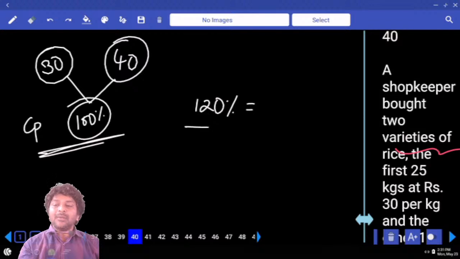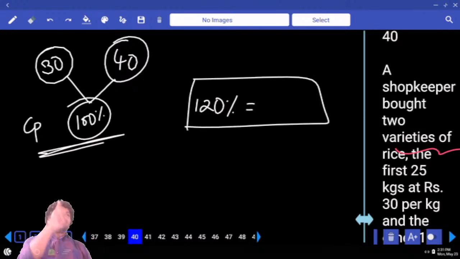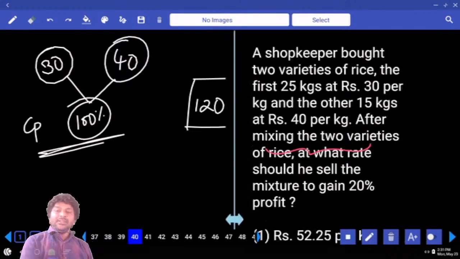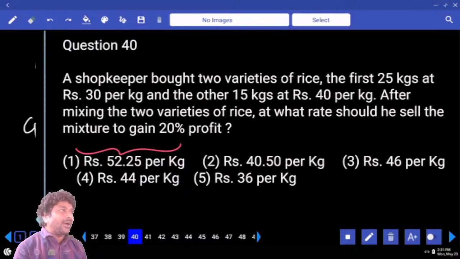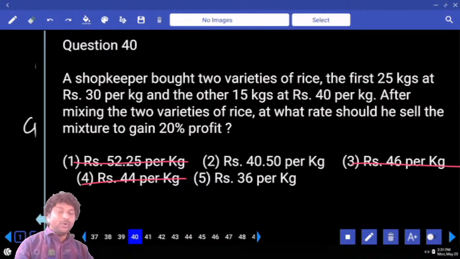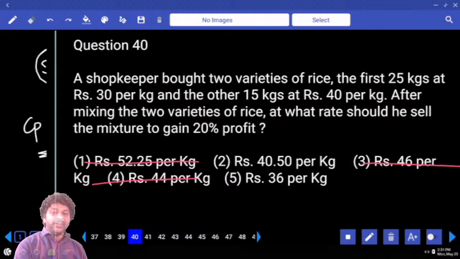Now come to this point. The answer is 120%. That means it should be a multiple of? Come on, 3, because 120 is a multiple of 3. Can it be the first option? Can it be the second option? Yes. Can it be the third option? Can it be the fourth option? Can it be the fifth option? Yes. 2 options are there which are multiples of 3. Okay. Now, again one more.